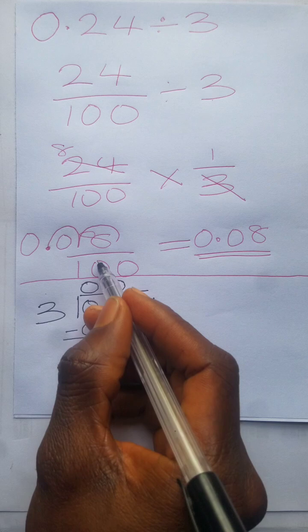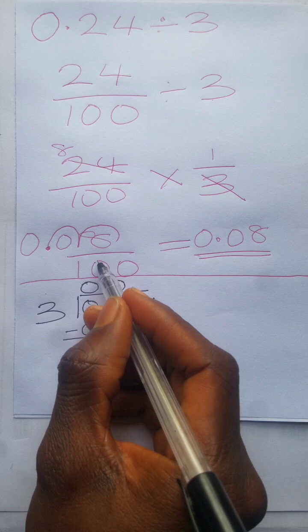3 into 6 is what? 2. Times 3 into 1. You can't do it. Write a 0. You add the 1 to 5, 15. 3 into 15 is 5. Or I can use long division.